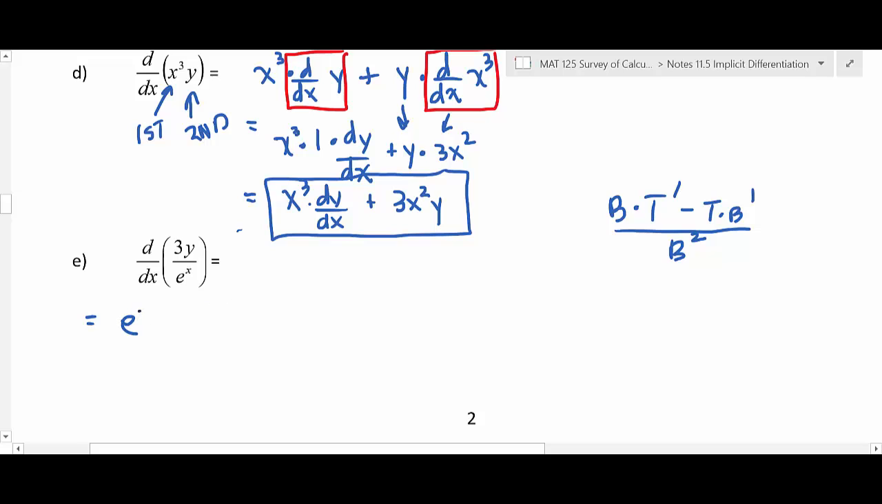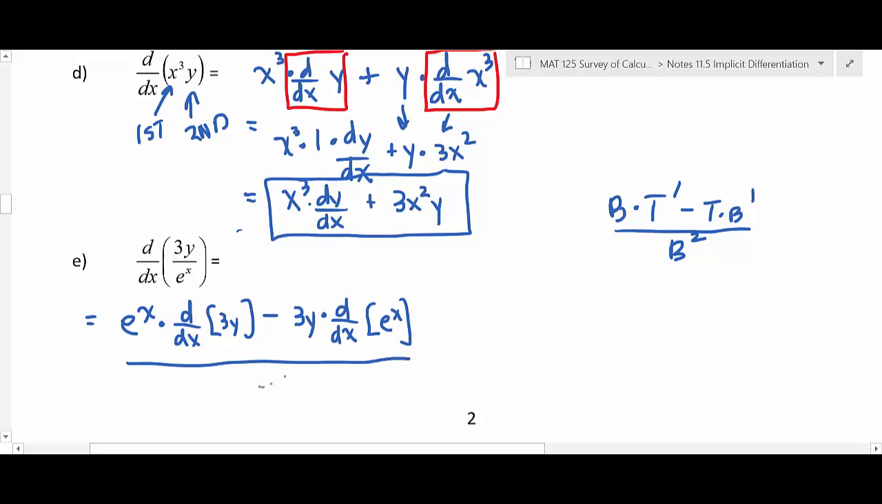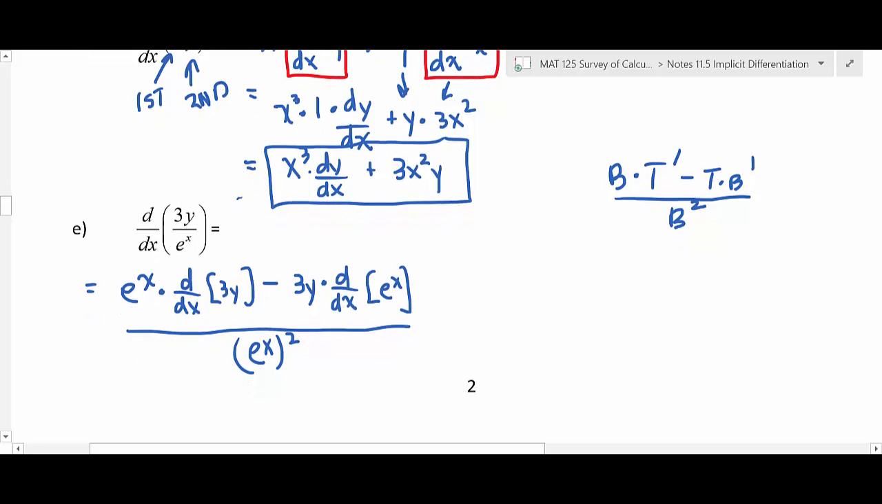So the bottom is e to the x, then you're going to multiply by the derivative with respect to x of the top. Then minus, then do the top, 3y, and then the derivative of the bottom. And then we have the bottom, whatever the bottom is, make sure the whole thing is squared like that. So that's your quotient rule. What we actually have to do on this is focus on getting this right and this right, and then see if there's any algebra we can do.